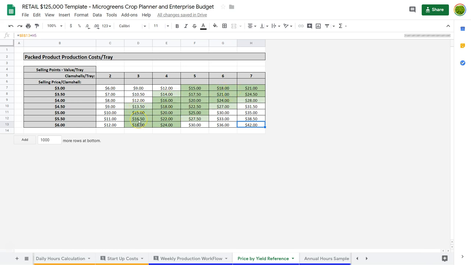And also what you're trying to do is you don't want to price your product too high, because that's going to price you out of a lot of markets. So that's really going to depend on the model you're trying to achieve.